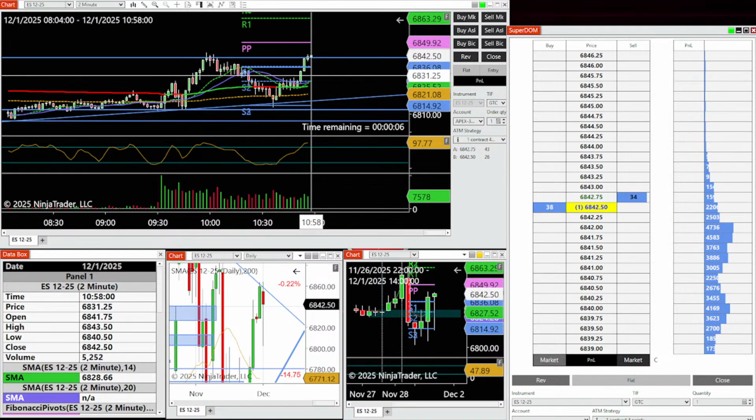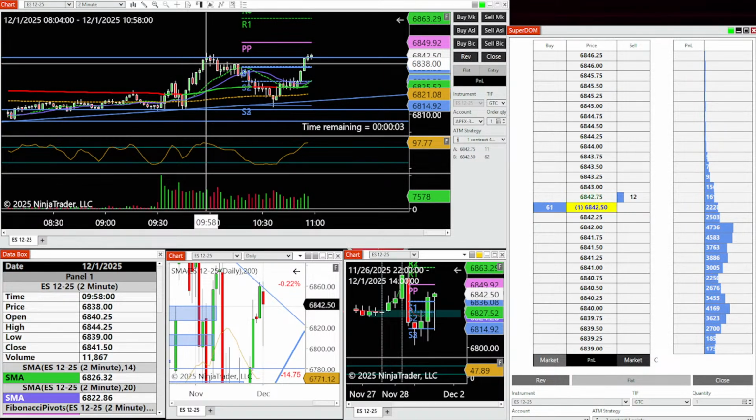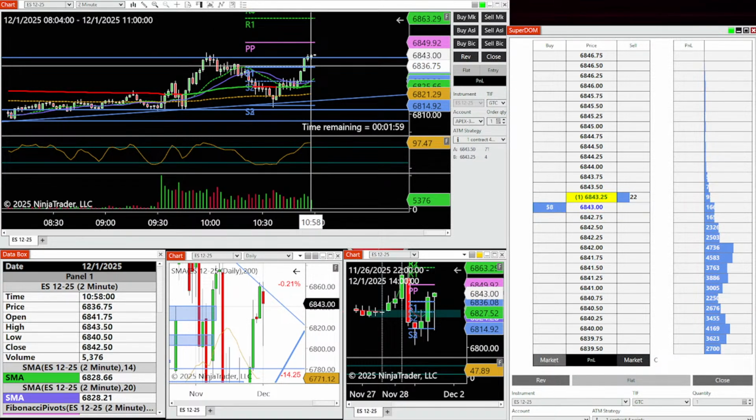Did we get over the 44? No, we didn't. Looking for him to get over this 44 and a quarter, to take these orders out. That's sitting up here.